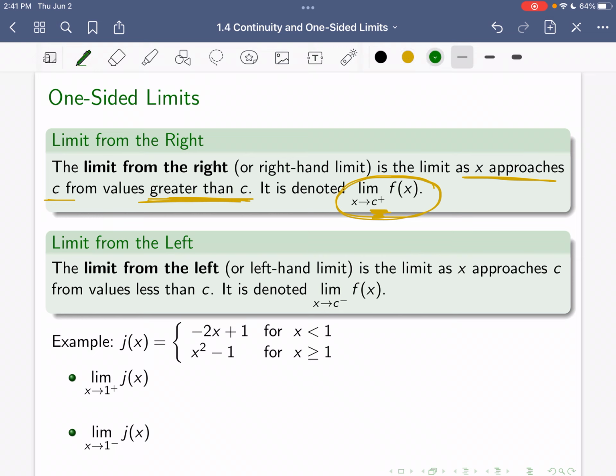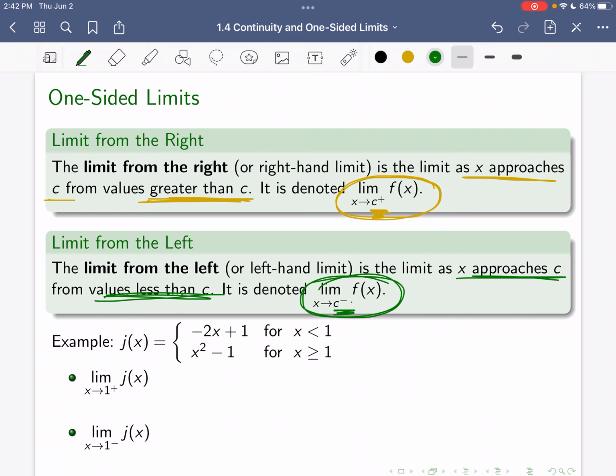We can also define a left-hand limit. There, we are approaching c from values less than c. And our notation there, we have this superscript of a negative sign after our number c.